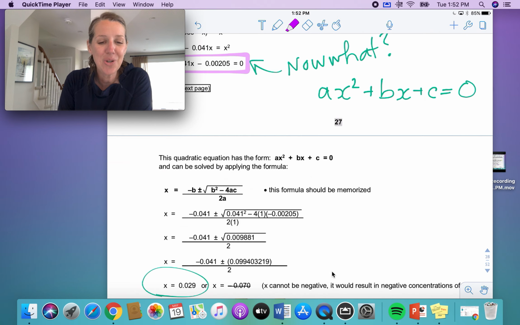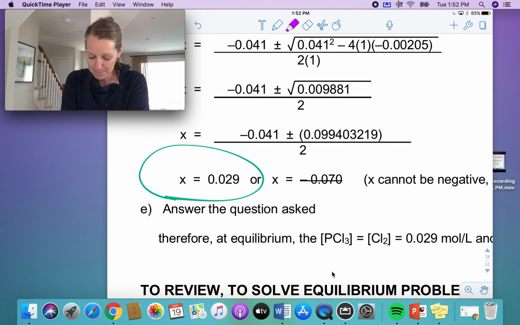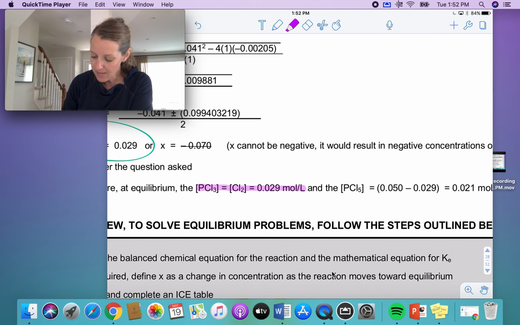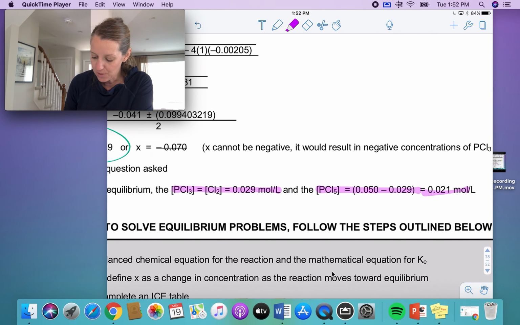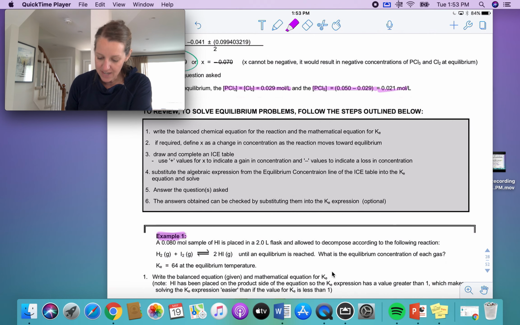Now, at the end, you know that you get positive or negative values. Clearly, it's going to be a positive value, 0.029, because X can't be a negative value here because we're talking about gases, okay? So therefore, at equilibrium, you just plug in the number. That was the X value at equilibrium. And for the PCl5, simply do the math and see that the concentration at equilibrium clearly has gone down. Okay, here again are the steps for how to solve that.